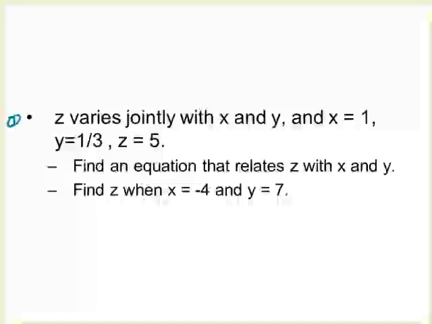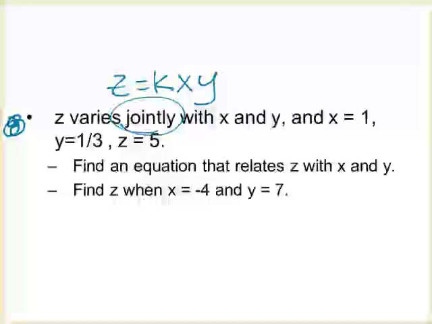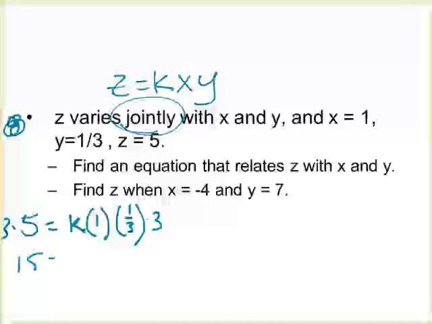We're told we have a joint variation relationship, so that means our model is Z equals KXY. Plugging in the starting value, Z is 5. We don't know K. X is 1 and Y is 1/3. So we can solve for K by multiplying both sides by 3 and finding that K is 15. But that itself is not an answer. Our answer is the equation that gives a relationship between Z, X, and Y.